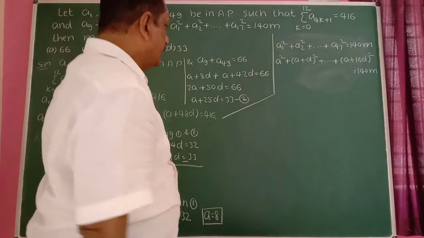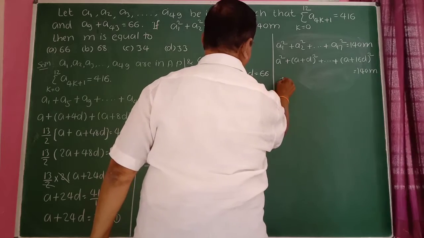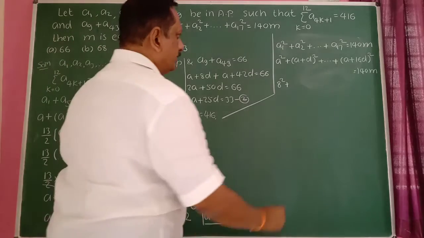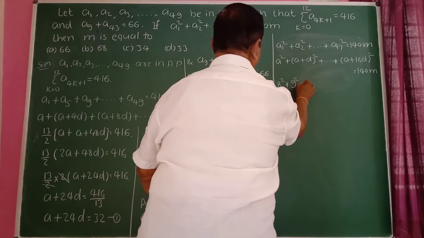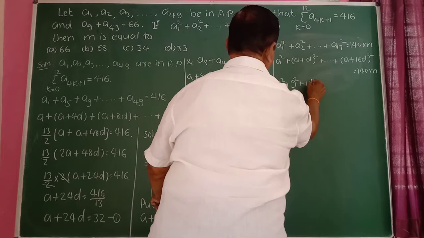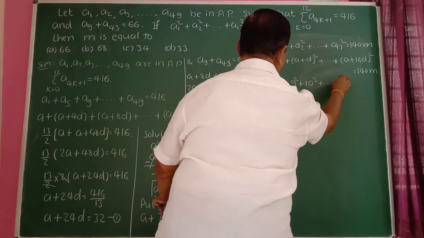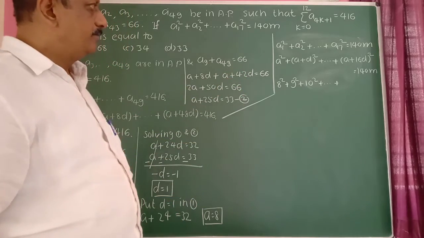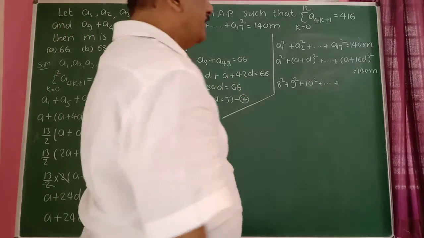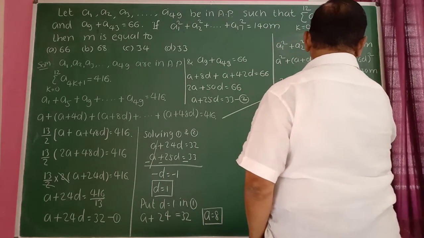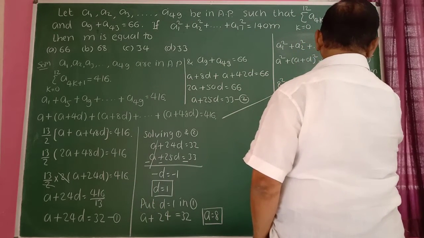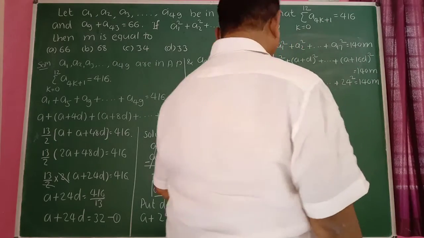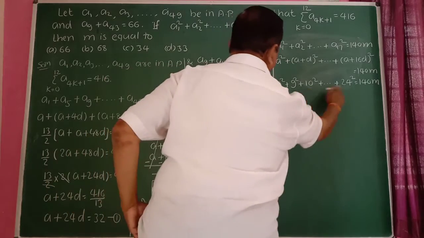A value is 8 here, so write 8 square. Plus A plus D means 8 plus 1, 9, so it is 9 square. The next term is 10 square and so on, plus, again A value 8 and D value 1. 8 plus 16 gives 24, it's a square, is equal to 140m. Okay, 24 square.